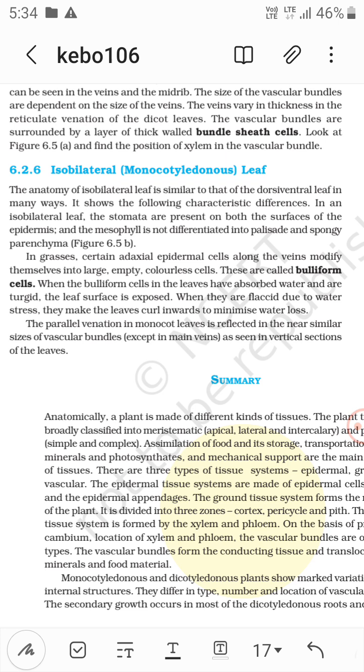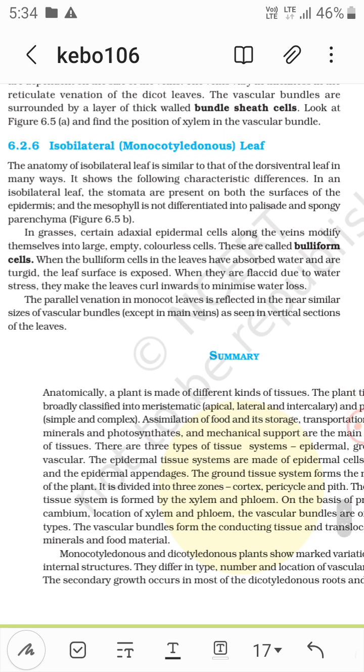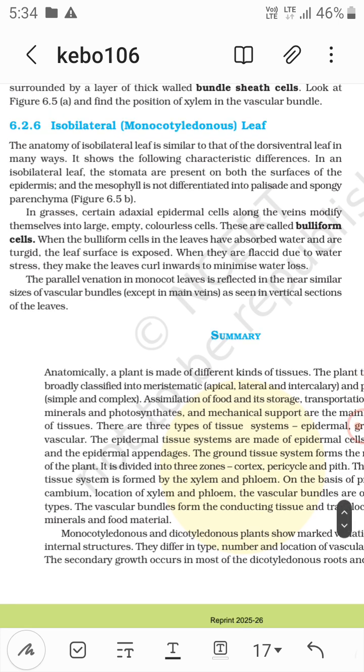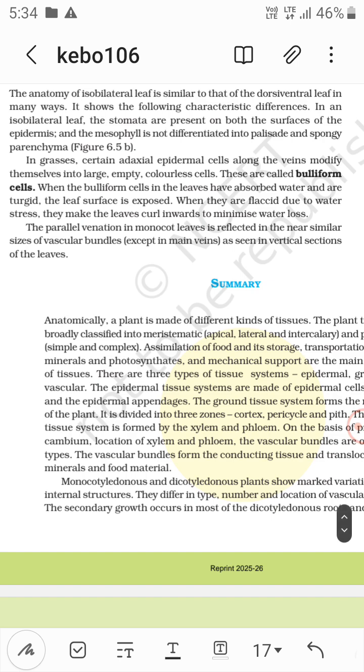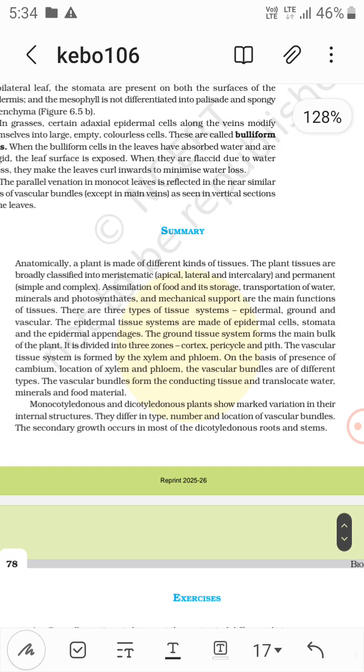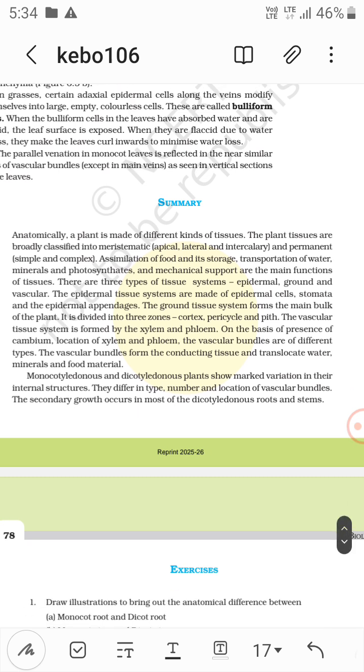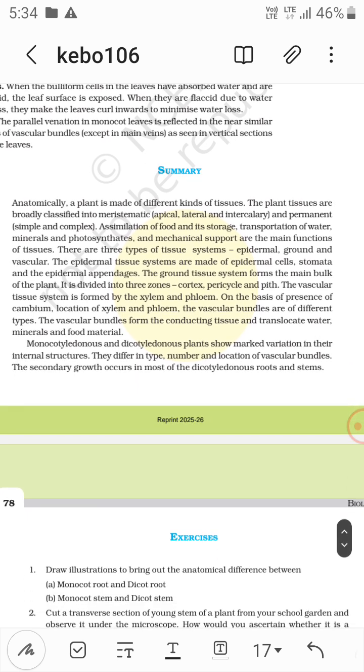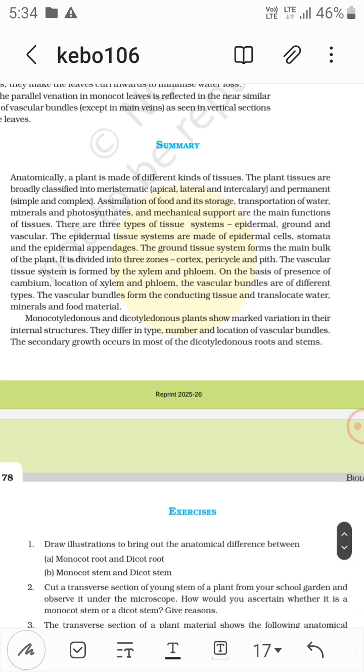Now the parallel venation in monocot leaves is reflected in near similar sizes of vascular bundles, except in main veins, as seen in the vertical section of the leaves. So this is it. Okay, the ground tissue forms the main bulk of the plant. Monocotyledonous and dicotyledonous plants show marked variation in their internal structures.